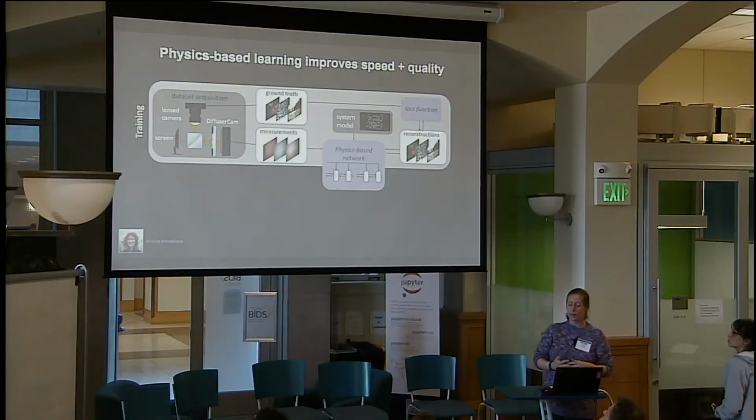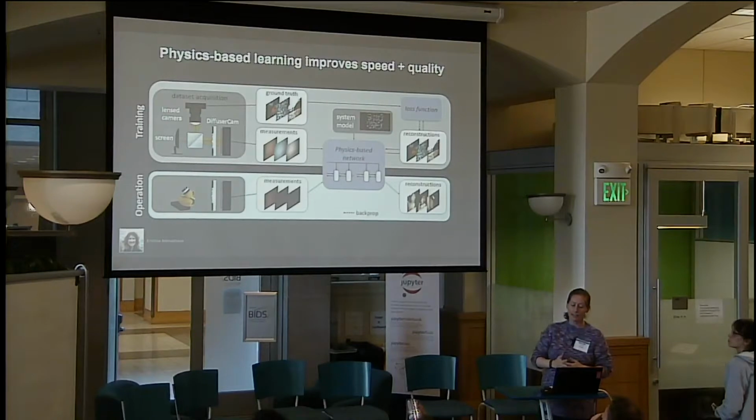So we built a setup that does training, super simple, just a camera with a lens and our DiffuserCam both taking a picture of the same thing on a screen. We just use a screen so we can change the image really rapidly and take a lot of images. And we do all this training overnight, and then we can run this thing using our physics-based network.